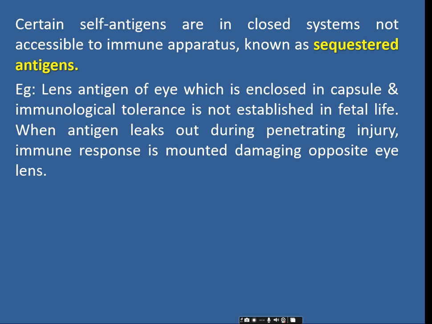So if an injury to the lens happens, it will leak that content, and the body will recognize it as an antigen. Initially it was in a hidden form, right? That's why our body doesn't know that it is a self thing, our own body part. So it will start producing antibody and it causes damage to the other eye also. The opposite eye lens is damaged.